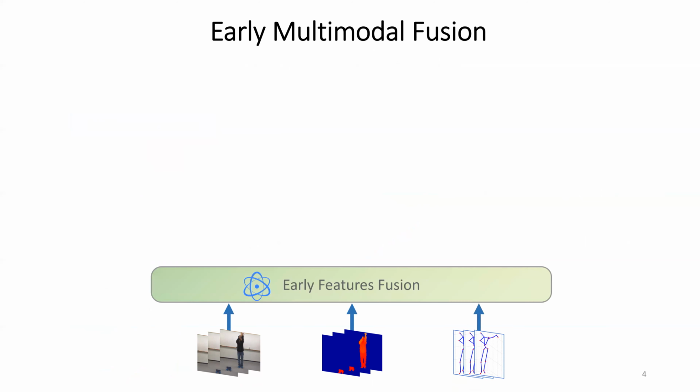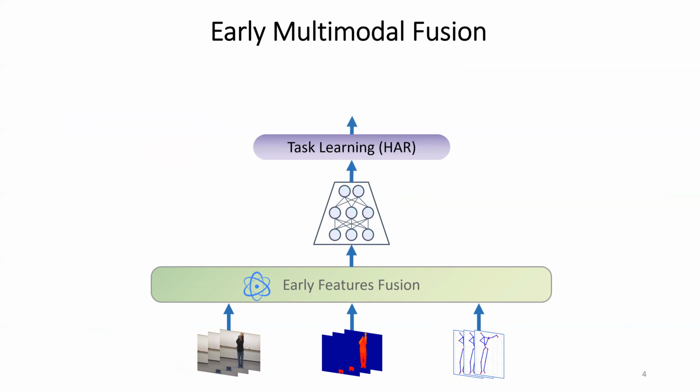The first is early multimodal fusion. Let's consider that we have three modalities: RGB, depth, and skeleton. The raw features of each of these modalities, without employing any modality-specific feature representation approach, are combined, and then passed through a learning network to produce the multimodal feature, which is then used for the task learning, that means human activity recognition.